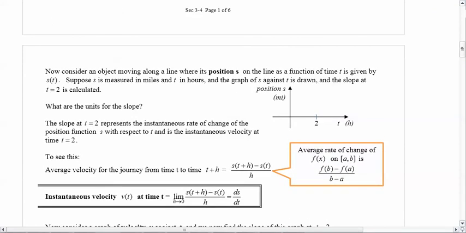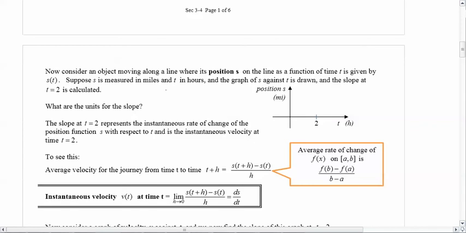For another example, and that's change in position. So we're now going to consider an object moving in a line where its position s, we often use s for the position function, on the line is a function of time t given by s of t.